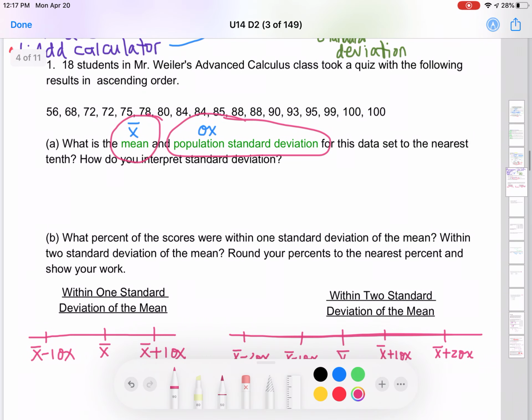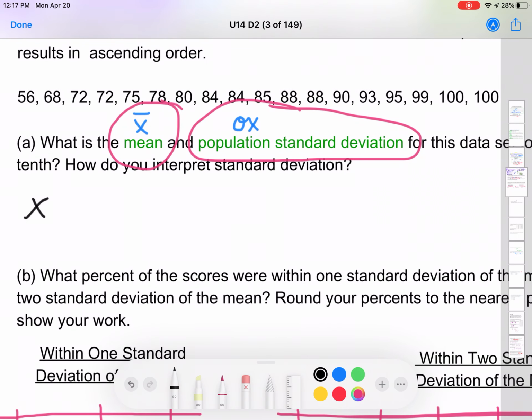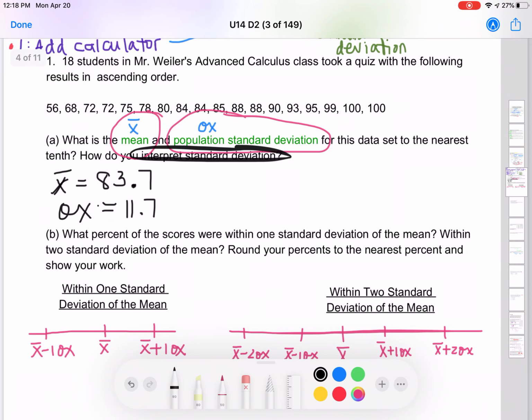Okay, all right, so we're back. We did the calculator, and we wound up with X bar being 83.7, and our standard deviation being 11.7. And it says, how do you interpret the standard deviation? Well, most of the data lies 11.7 points above or below the average, 83.7. So that's how we interpret that.